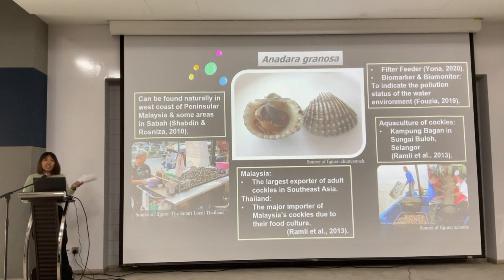Anadara Granosa is a filter feeder. They filter and eat food particles from the water. Due to this filter feeding nature, they can be used as a biomarker or biomonitor to indicate the pollution status in the river environment.